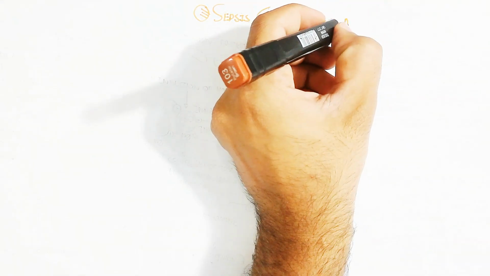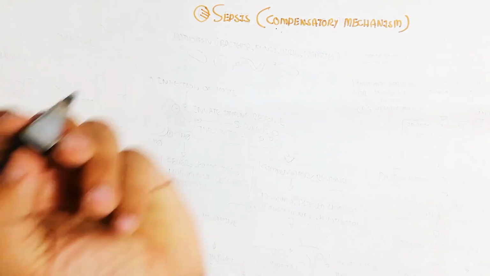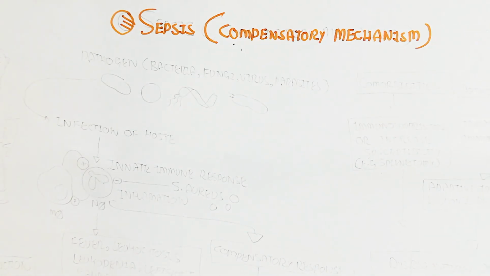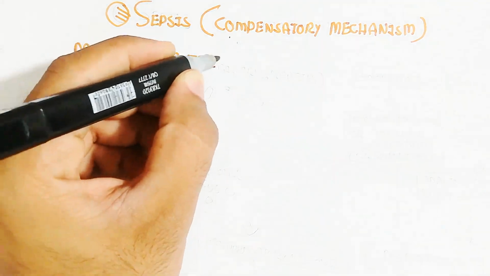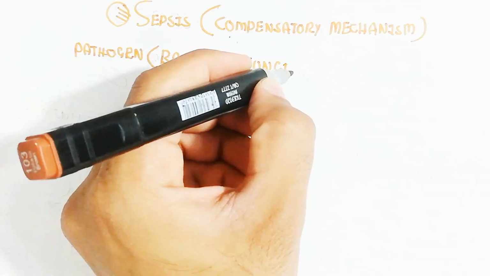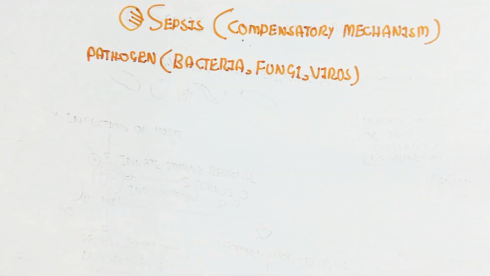Sepsis is basically an infection by bacteria, fungi, and viruses, which will lead to multi-organ failure and dysfunction of the organs, and in this way death can be caused by the pathogens.